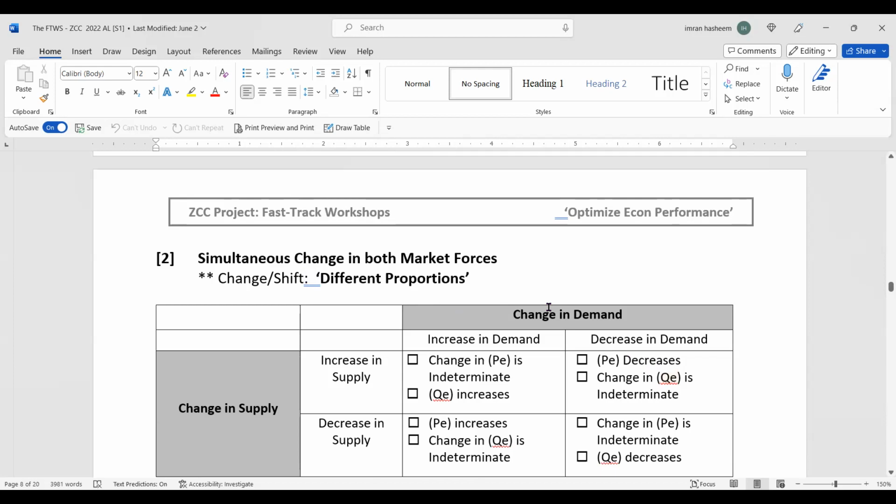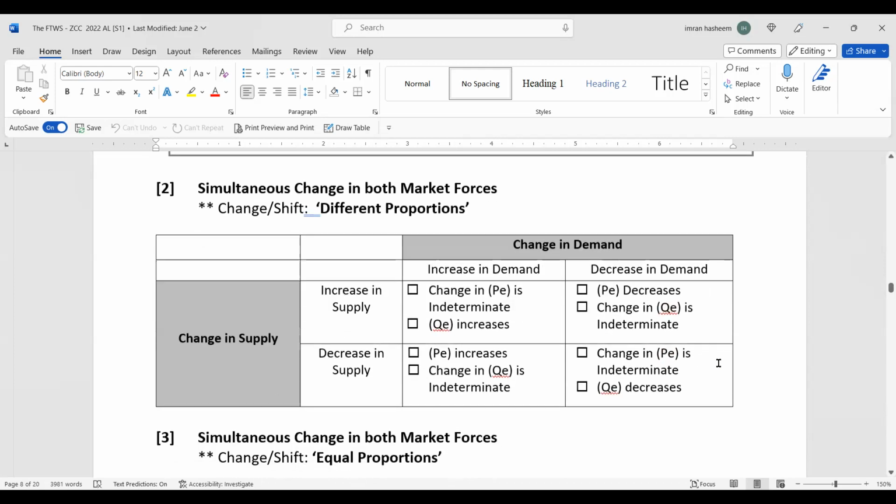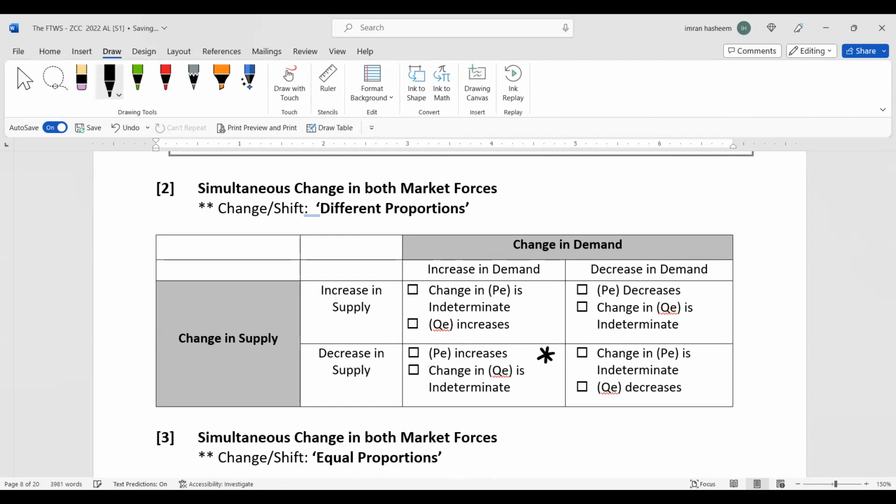different proportions. If they change in different proportions, what will happen? So the situation we saw here is also there. What is the situation we saw? Demand increase, supply decrease. So supply decrease, demand increase. Okay? Demand increase. So here, supply decrease. So this is the situation we saw.